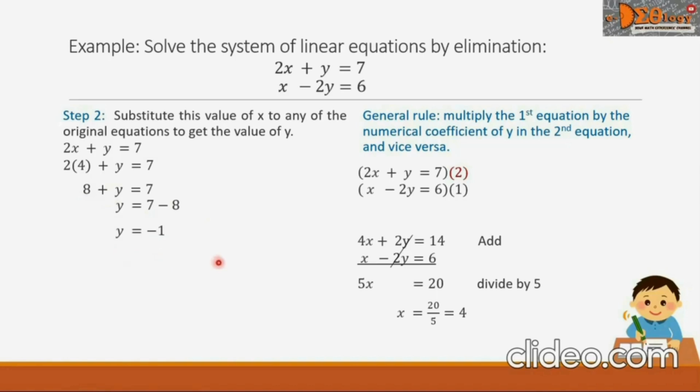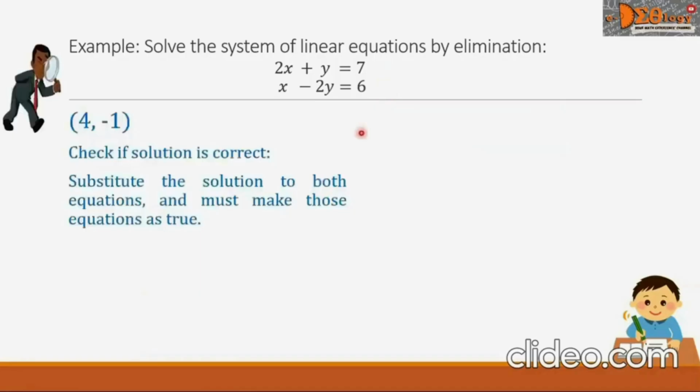Let us write the x and the y as an ordered pair. So we have (4, negative 1). And this is the solution of our system of linear equations here. Now let us check if this answer is correct. Let us substitute the solution to both equations and it must make those equations true.